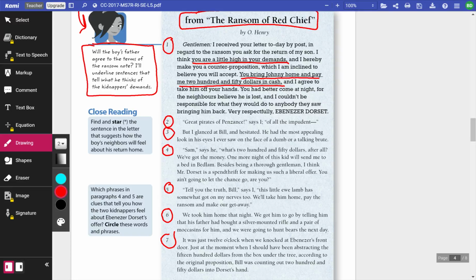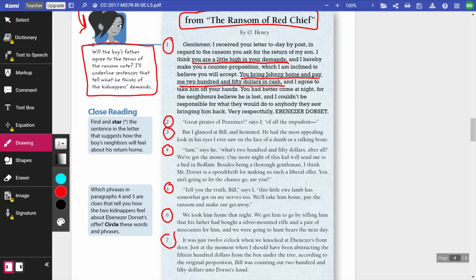We took him home that night. We got him to go by telling him that his father had bought a silver-mounted rifle and a pair of moccasins for him, and we were going to hunt bears the next day. It was just 12 o'clock when we knocked at Ebenezer's front door. Just at the moment when I should have been abstracting the $1,500 from the box under the tree, according to the original proposition, Bill was counting out $250 into Dorset's hand.